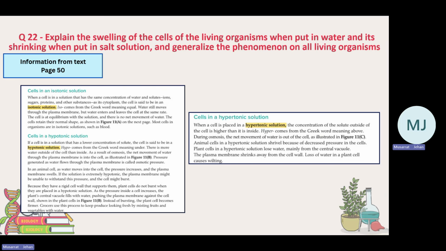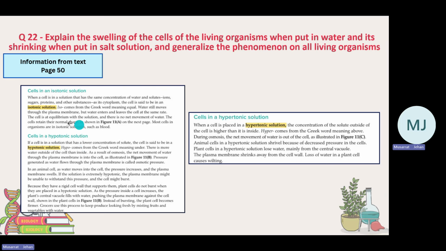Iso means equal, same. Water will still move through the plasma membrane, but the water that is entering, the same amount of water is going to leave. It will enter and leave at the same rate. So no net movement of water. It is moving, but there is no net movement. The cell is at equilibrium. The cells will not change shape. They will retain their normal shape. Most cells in organisms are in isotonic solutions, like blood. Blood is isotonic. It has the same concentration as our cytoplasm.